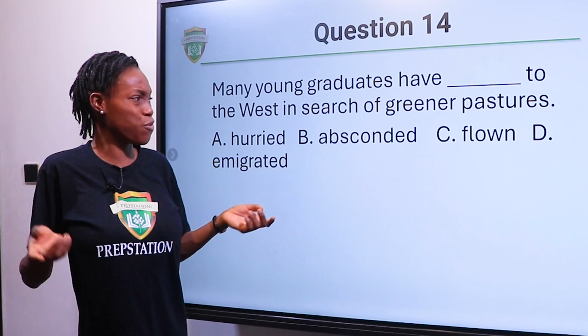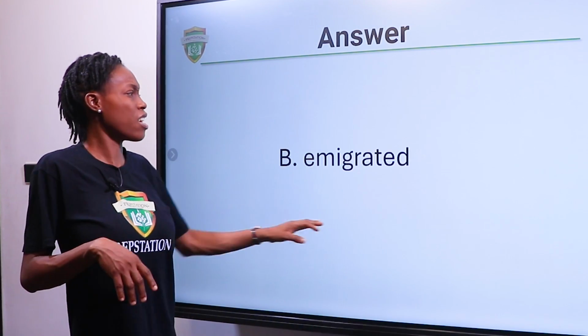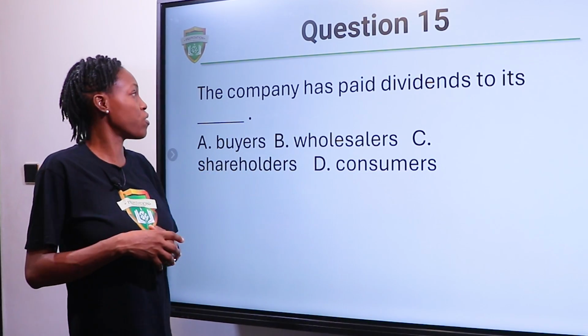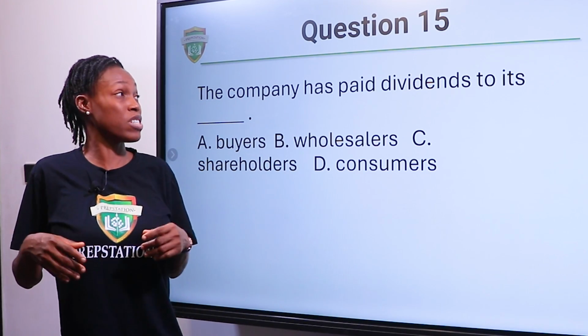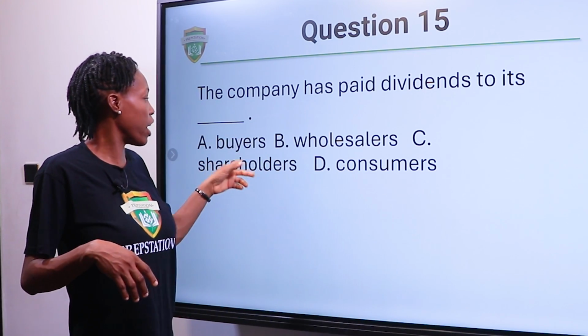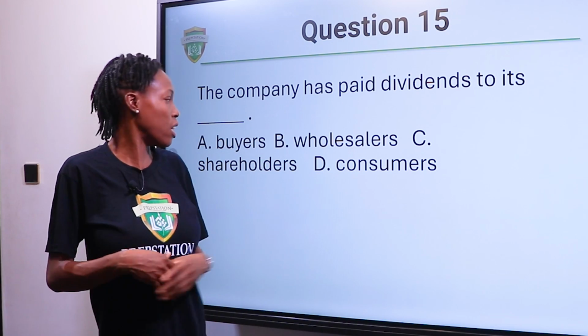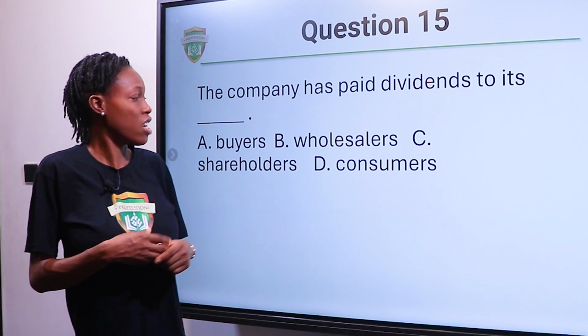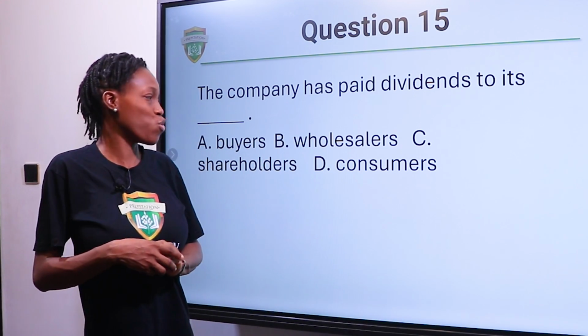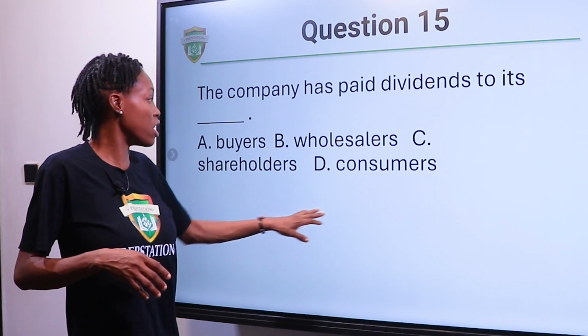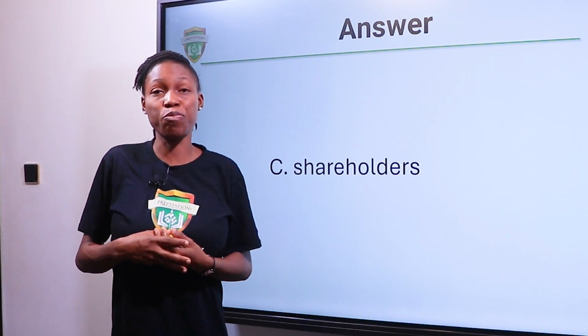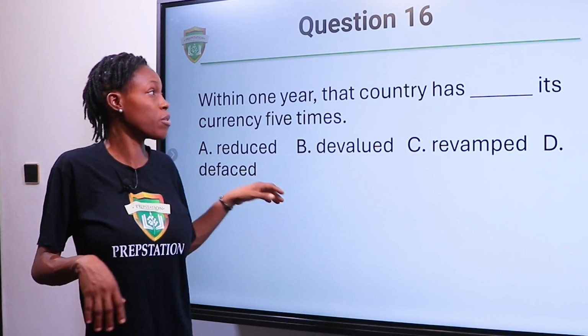To abscond is different, or flown. The answer is emigrated. Question 15. The company has paid dividends to its dash. A, buyers. B, wholesalers. C, shareholders. D, consumers. The answer to this question is shareholders. They've paid to their shareholders.